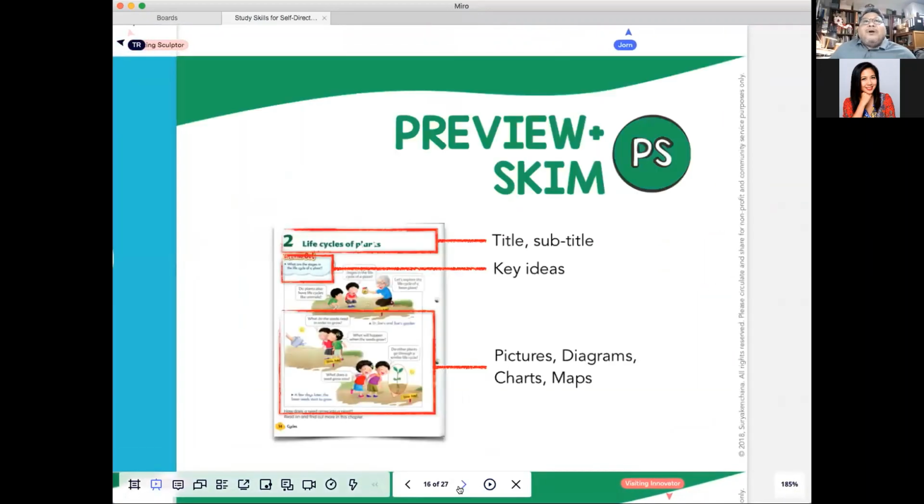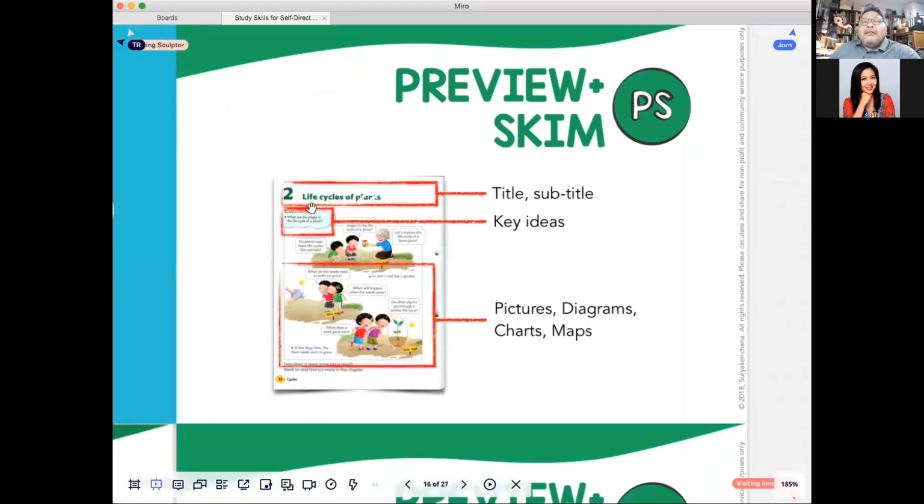This is an example of the page. So for example, in this page, a student just needs to look at the title, maybe some key ideas here, pictures and diagrams. Even in the example of this picture, they don't need to know the details. As long as they know that there is this picture of two children with their grandparents, perhaps in the garden, talking about something. That is all they need to know, right? They don't have to go into detail, because this is not a reading technique. This is a preview and skim technique, to prepare them before they read everything or before they attend a lesson in class.